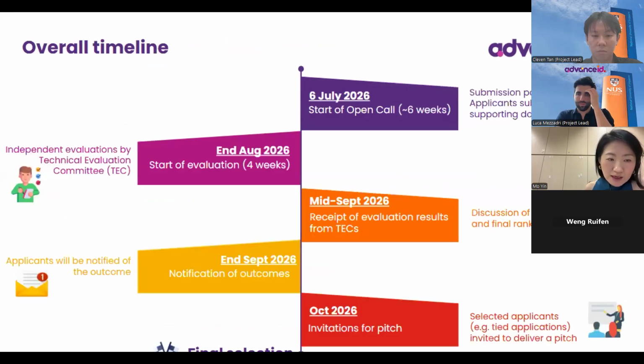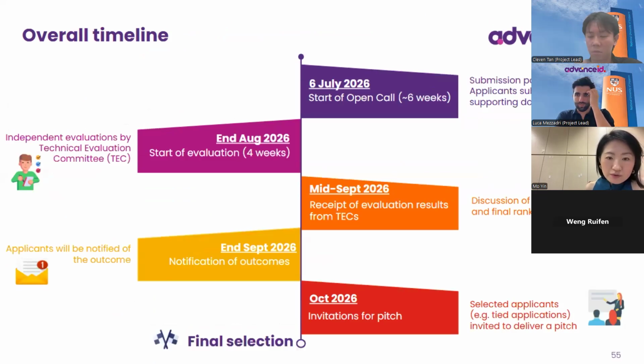And timeline-wise, we are launching the open call on the 6th of July, and that will last about 6 weeks. And the evaluation will end about mid-September, and all the applicants will be notified of the outcomes in end September. And for the shortlisted technologies, we will be calling you for a pitch to the TEC.